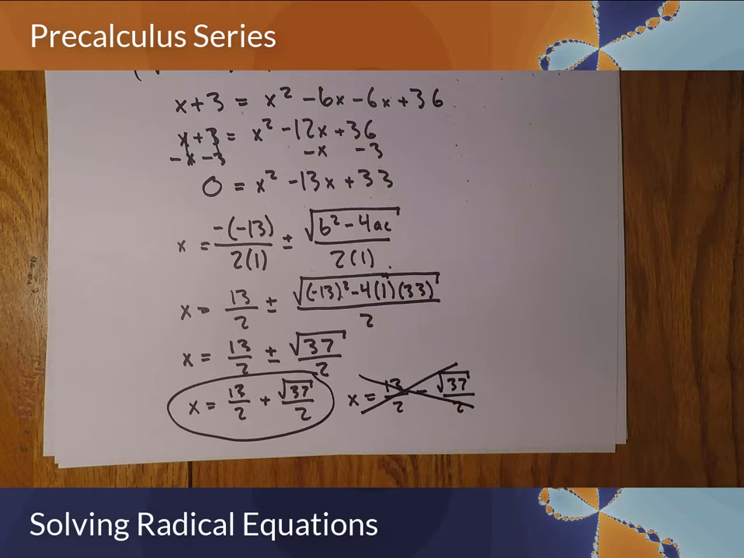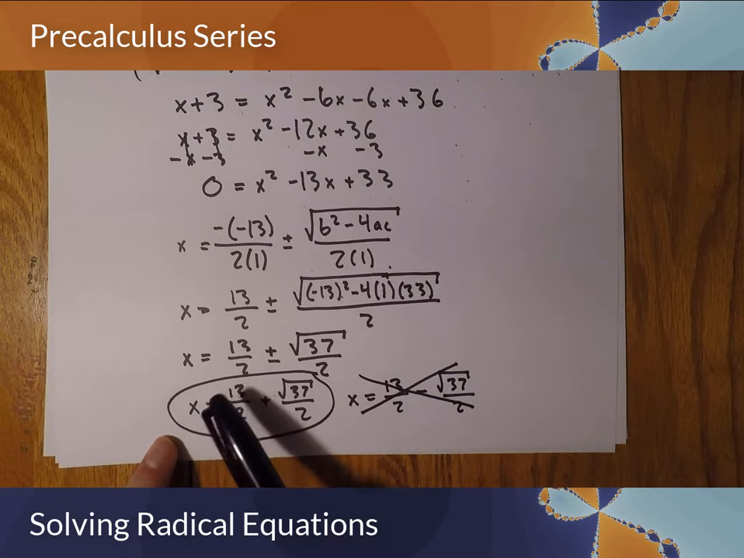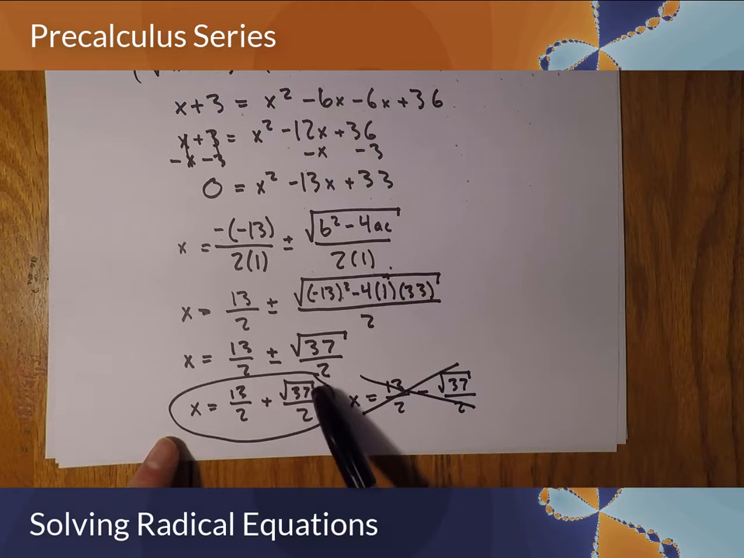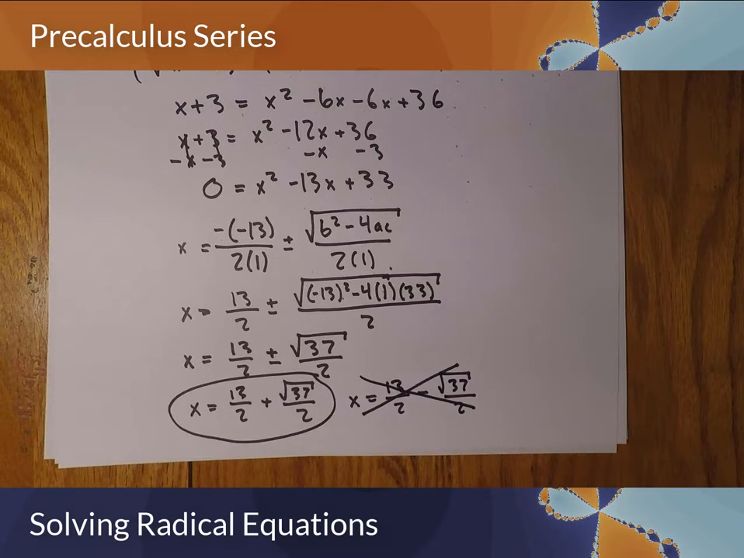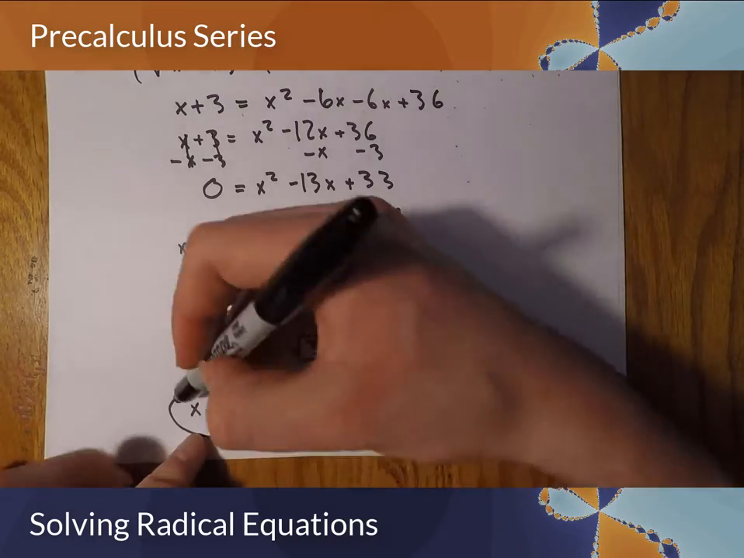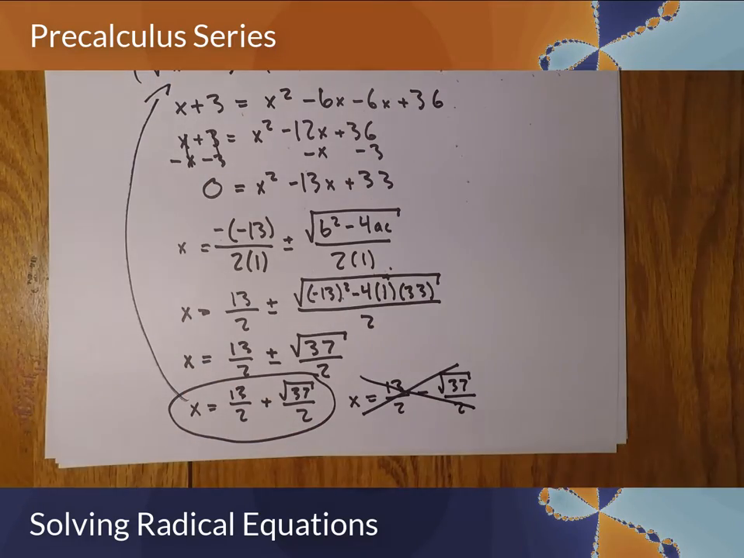So your only solution to this problem is x equals 13 over 2 plus root 37 over 2. And so I would highly encourage you to plug this into your calculator to verify that it is indeed true. But basically you're just subbing this back in for x, and just see that it doesn't work.